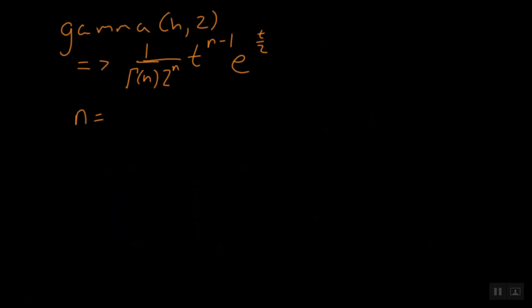When we look at this PDF, what we notice is that it is very similar to a chi-square distribution. In fact, if we set n equal to p over 2 for our chi-square distribution, then we can solve for p and find that p is equal to 2n. And so this way we find that our gamma distribution, gamma of n comma 2, is going to follow a chi-square distribution with 2n degrees of freedom.